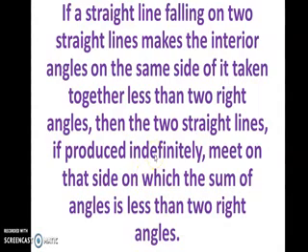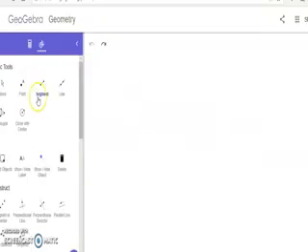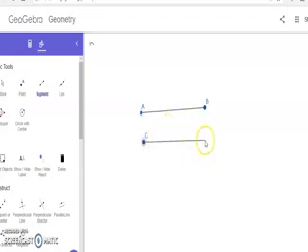Let me explain it again. According to Euclid's fifth postulate, there are two straight lines. Here I am taking them as AB and CD. And there is another line which falls on the lines AB and CD. Let me take it as EF. This is the line which falls on the lines AB and CD.